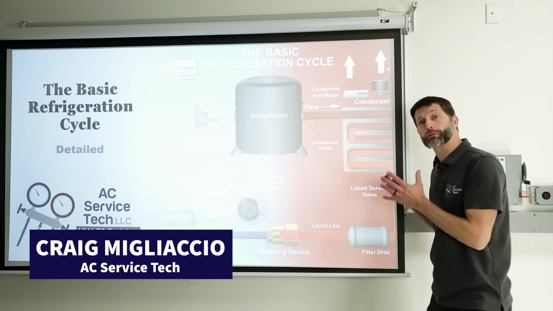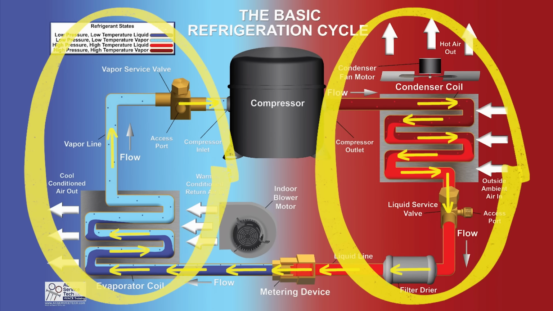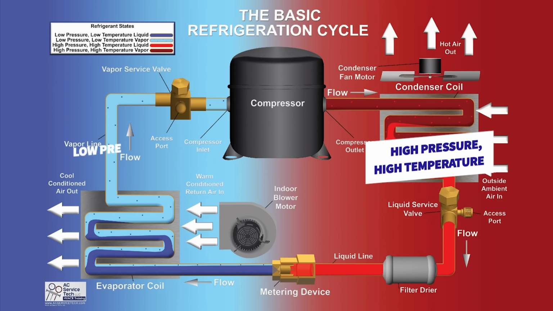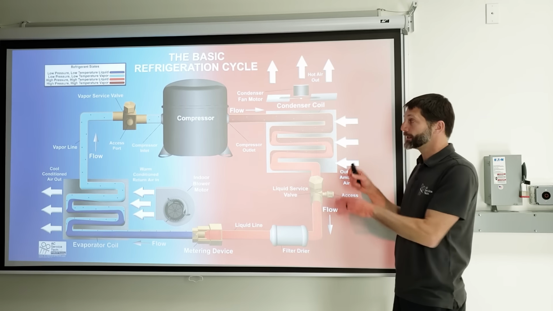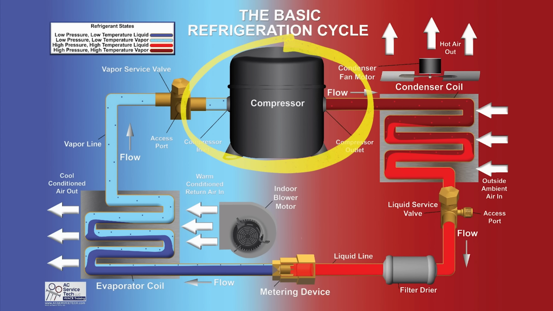Here we have our basic refrigeration cycle PowerPoint for new students to understand, and we have this side in red and that side in blue because this is the high pressure, high temperature side, and the other side is the low pressure, low temperature side. You have two components in any system that separate the high and low pressure sides, and that's the compressor and the metering device.